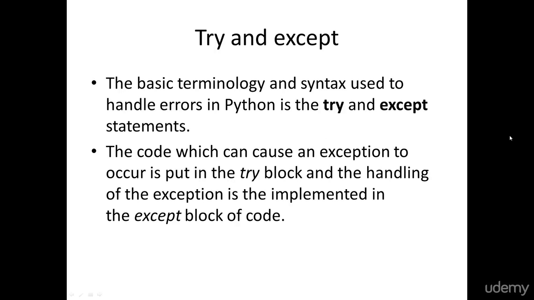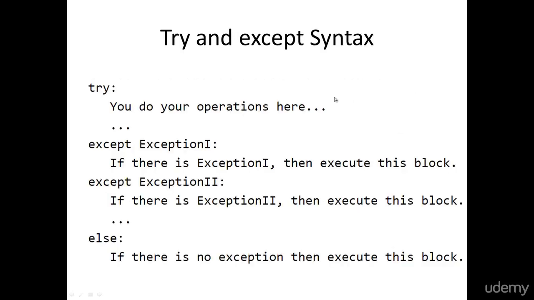So this is where the try and except keywords come into play. So the basic terminology and syntax used to handle errors in Python is known as the try and except statements. So the code which can cause an exception to occur can be put in a try block, and then the handling of that exception can be implemented into the except block of code. So as far as syntax, it looks a little something like this.